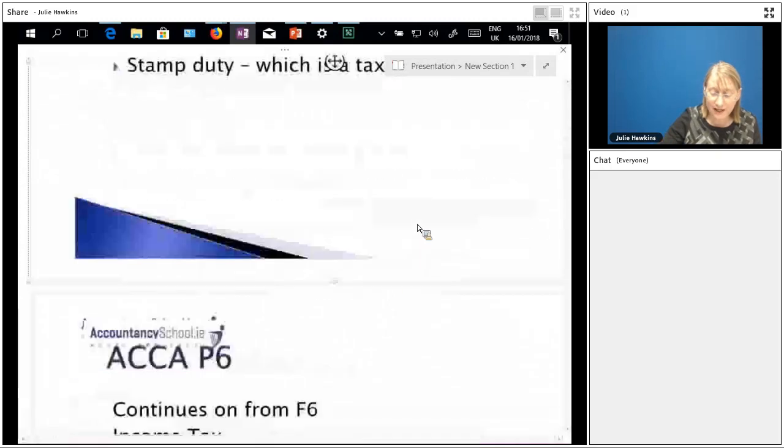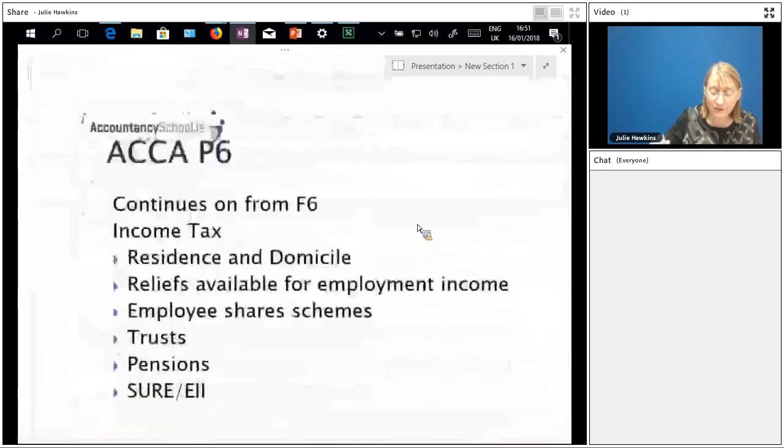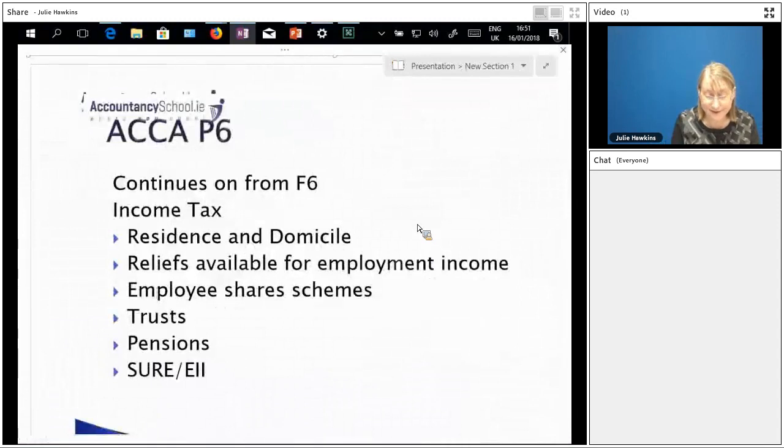Now with P6 we continue very much on from F6. So with regards to income tax, we spend a lot of time studying residence and domicile and the effect this has on your income tax. We also look at various reliefs we have for employment income with regard to somebody's residence and domicile.